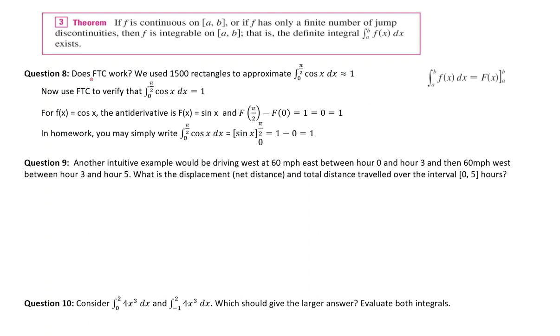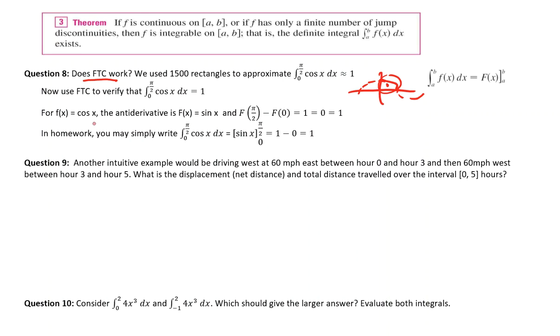All right, let's try to tie FTC into what we've done before. Recall in a previous lesson, we did a Riemann sum with 1,500 rectangles, and we found that the area from 0 to pi over 2 under our cosine graph was approximately equal to 1, and now we can verify that it is exactly equal to 1.